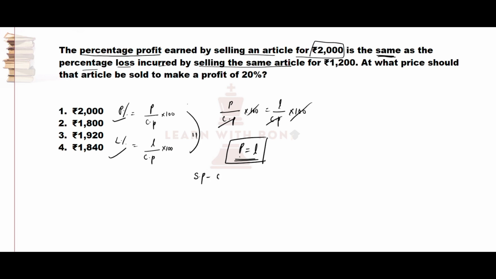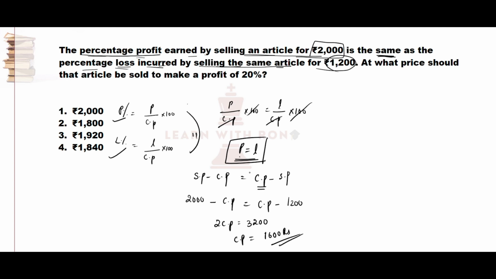So what is the profit here? Selling price minus cost price only, right? When selling price is more, you will get the profit. When cost price is more, you will get loss. So here cost price minus selling price. In the first case, profit percentage earned by selling an article for 2000. So 2000 minus cost price equals cost price minus... So what is the price he sold to get loss? Loss incurred by selling the same article for 1200 rupees. 1200. See here, 2 cost price equals 3200. Cost price is 1600 rupees.